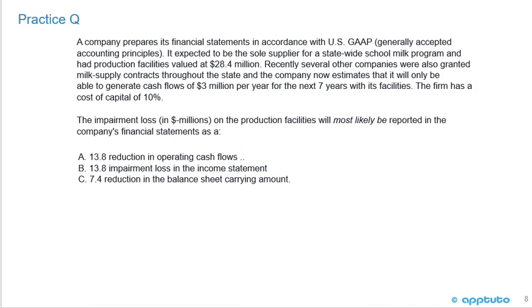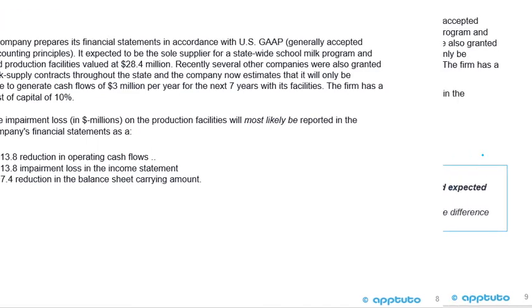The impairment loss in millions on the production facilities will most likely be reported in the company's financial statements as A, $13.8 reduction in operating cash flows, B, $13.8 impairment loss on the income statement, or C, $7.4 reduction in the balance sheet carrying amount.